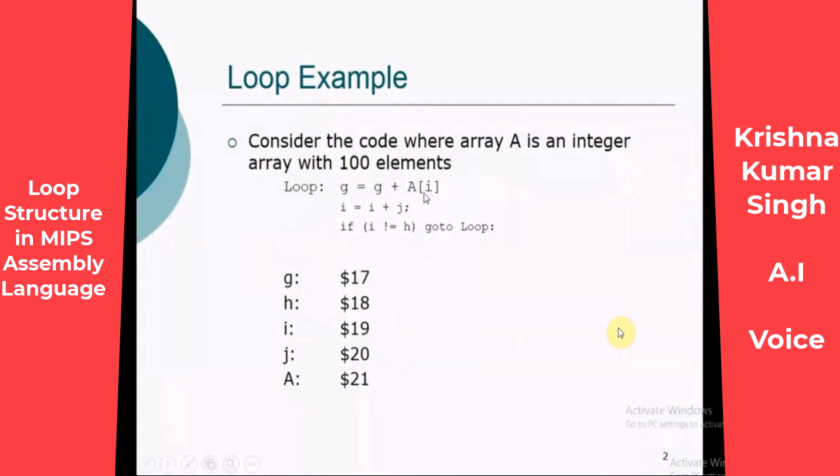Assume that these variables are assigned to these registers, and this is the condition that we want to check. If they are not equal, then go to this point. This is the implementation of the previous code. This is the part where we compute the index, then we load it in register 24, and A index i will be at register 17.